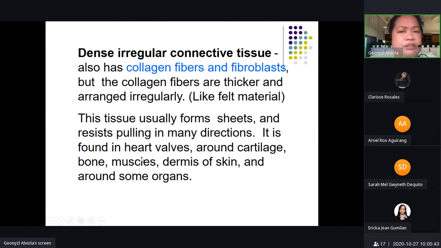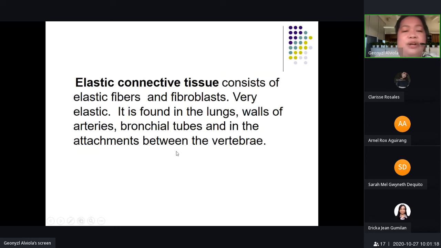Dense irregular connective tissue also has collagen fibers and fibroblasts, but the arrangement of the fibers are irregular. Para silang nagpapatong-patong and the cells are not aligned together. So the tissue usually forms sheets and resists pulling in many directions. That's why when you pull your skin, hindi agad-agad yan nagsasage. So they are found in heart valves, around the cartilage, bone muscle, dermis of the skin, and some organs.